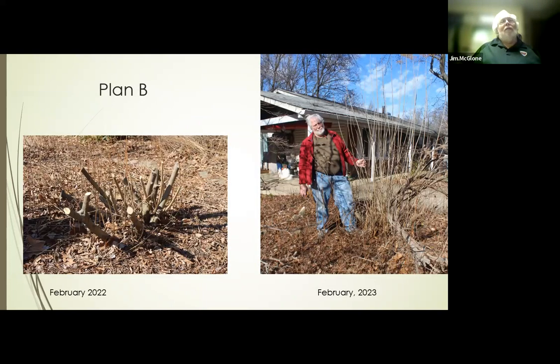And here is an example of Plan B. We'll talk more about this later. This is my Amorpha fruticosa. Back in February of 2022, I did an extensive rejuvenation pruning. This plant was about 15 feet tall when I cut it back to about 10 to 12 inches. And in the first summer, you can see all the new sprouts that came up. This has now got a much denser crown than it had. And this year it is full of flower buds right now.